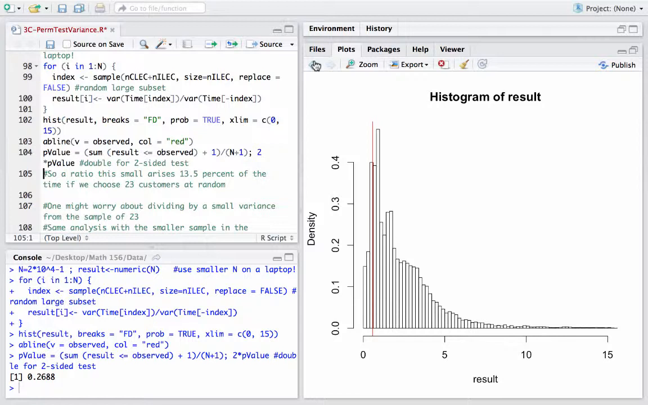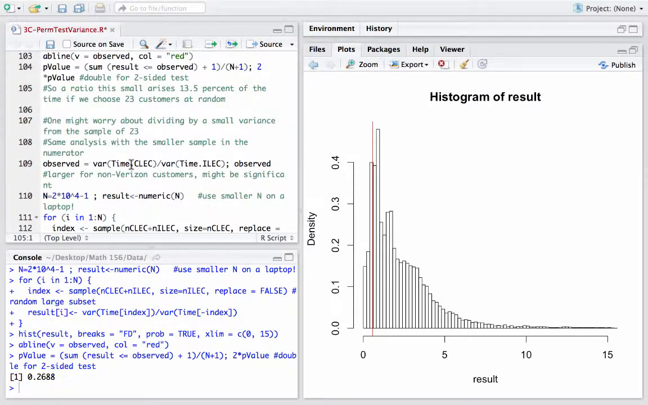So Paul doubles this because we have no reason to think that one is bigger than the other going into it. So our alternative hypothesis is just that they're different in either direction, which means that it takes a greater difference for us to be convinced. So we double our p-value.